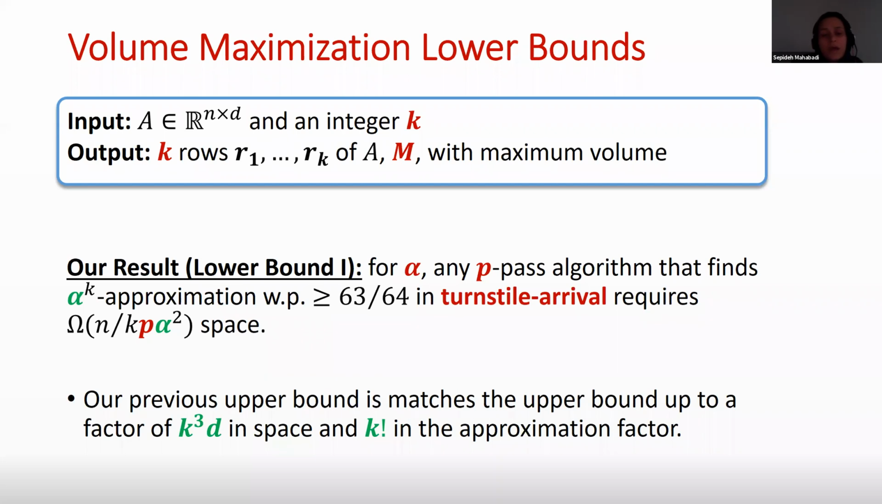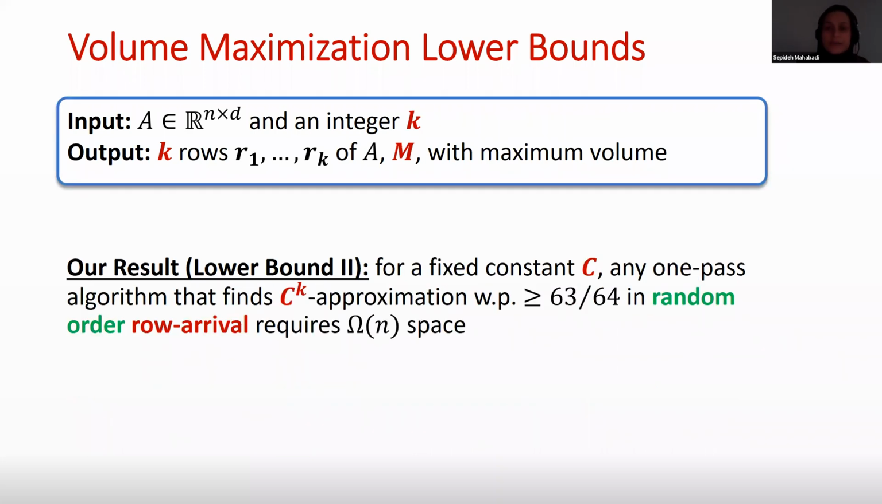So basically, we show that any p-pass algorithm that finds an alpha to the k approximation in the turnstile arrival model requires omega of n over k p alpha squared space. So this is tight up to a factor of k cubed d in the space and k factorial in the approximation.